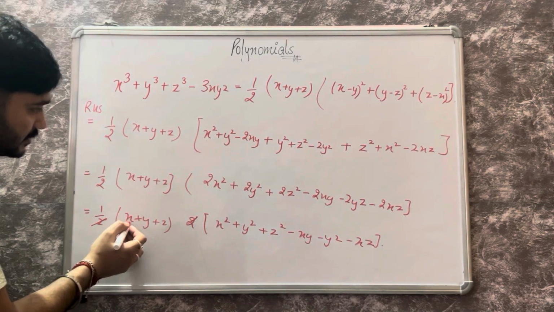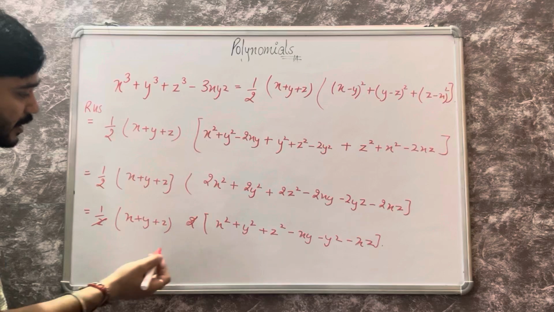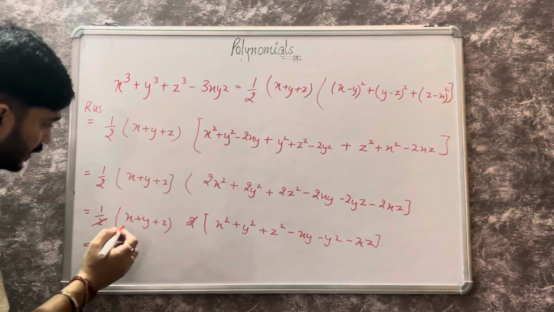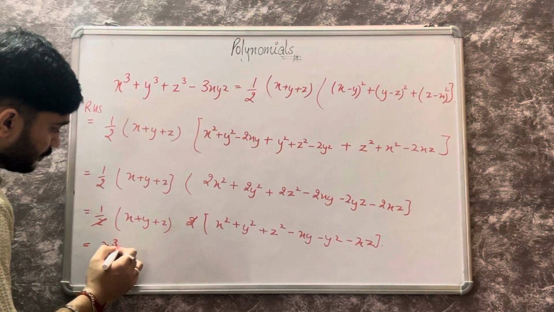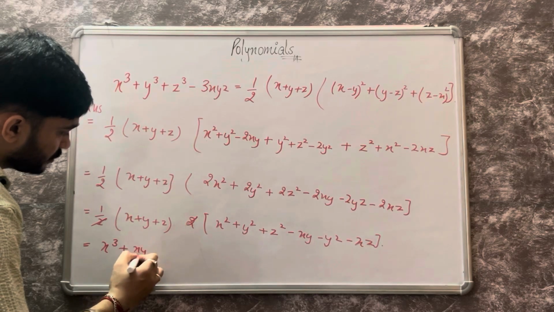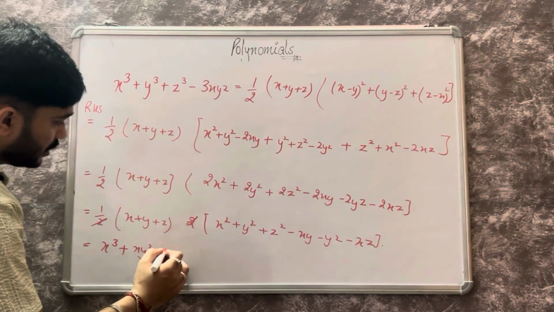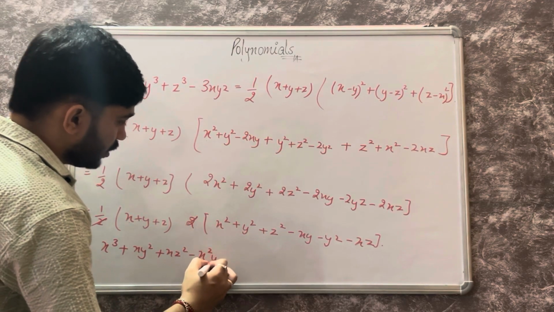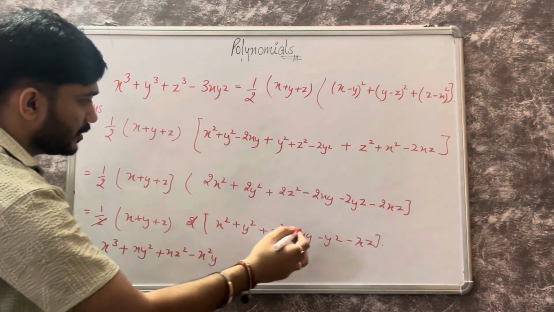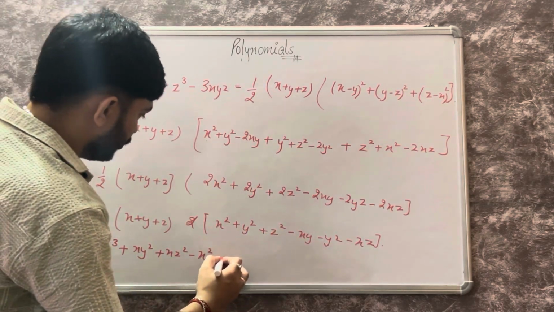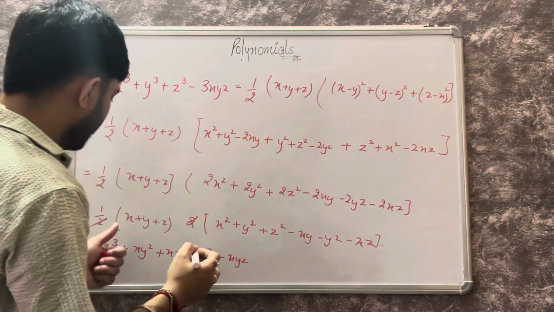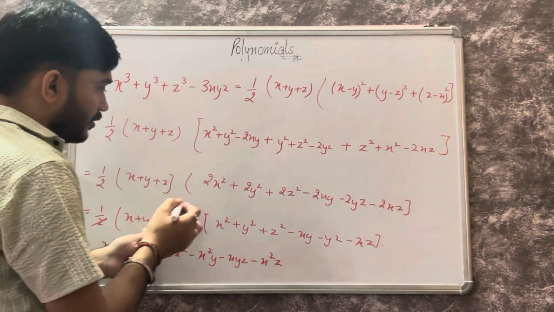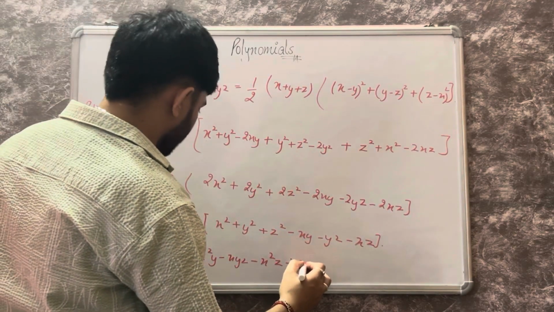You can cut this 2 by this 2, and you have to multiply this x with this whole bracket, y with this whole bracket, and z with this whole bracket. So when multiplying x with the whole bracket, you will get x into x square is x cube plus x into y square is xy square plus x into z square is xz square, x into minus xy is minus x square y, x into minus yz is minus xyz, and x with xz is minus x square z.